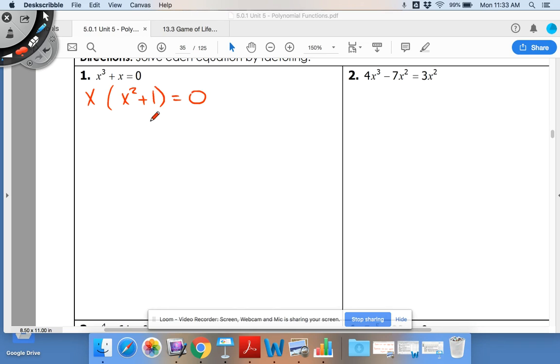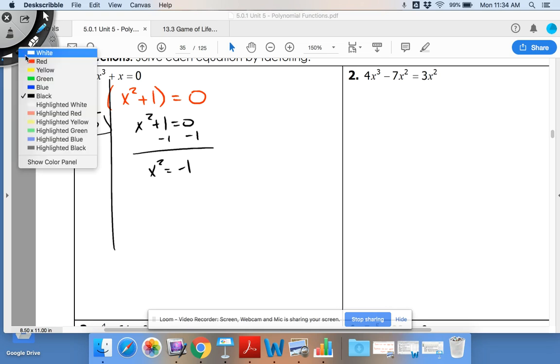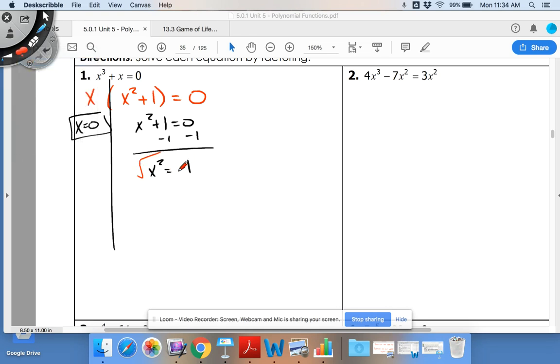So at this point I am going to divide my factors and set them both equal to 0. So this one is finished. This one is not. So I'm going to move the 1 to the other side. And then because there's no b value, I'm going to square root both sides, and I would get x equals positive or negative i, because the square root of negative is i, and the square root of 1 is 1.